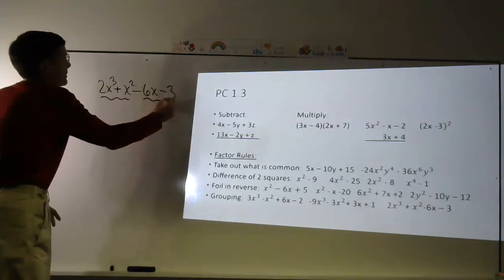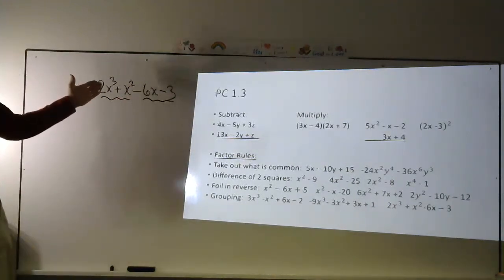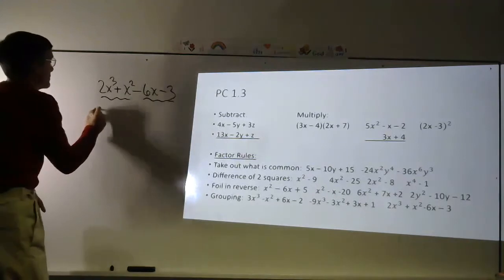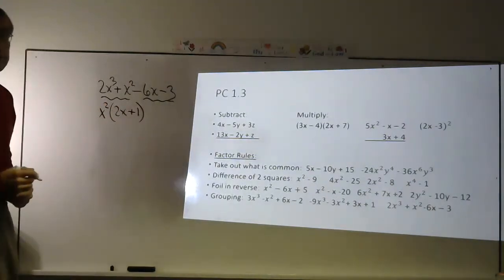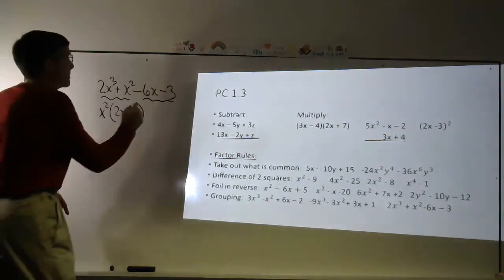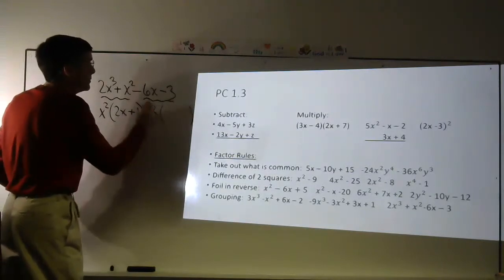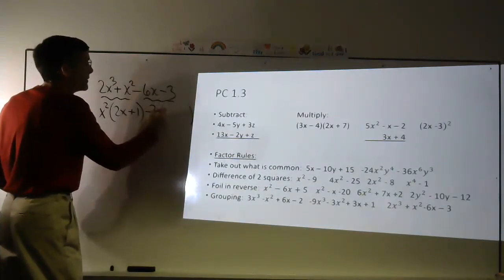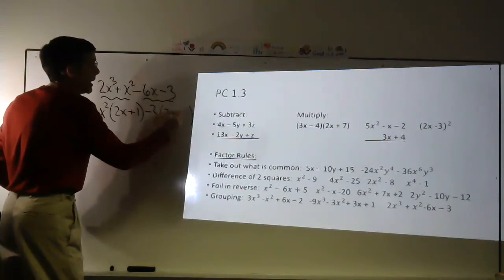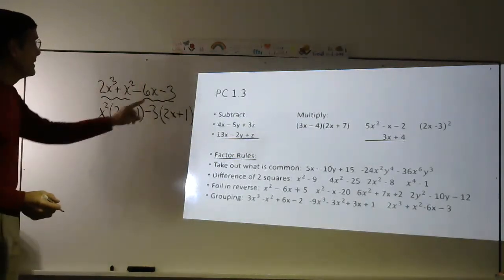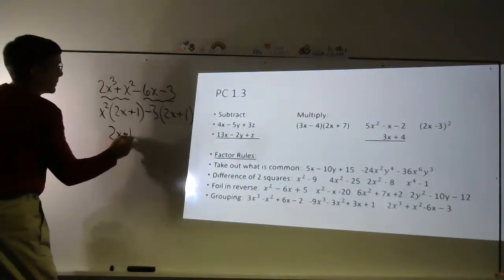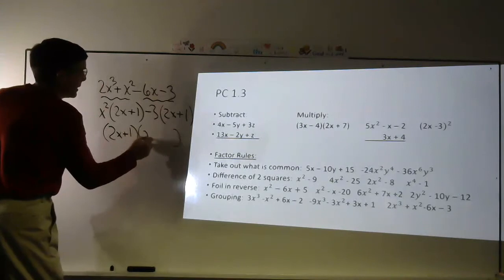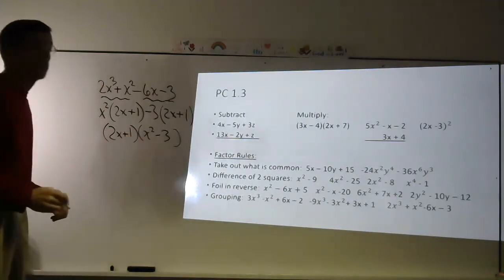Out of the first group, x squared. That's what's left. Out of the second group, a negative 3. Now watch out. When you take a negative 3 out, you get a positive 2x and a positive 1. And now you can see there's a 2x plus 1 in both that you can pull out, and you're left with an x squared minus 3.